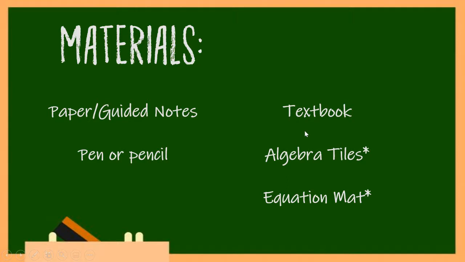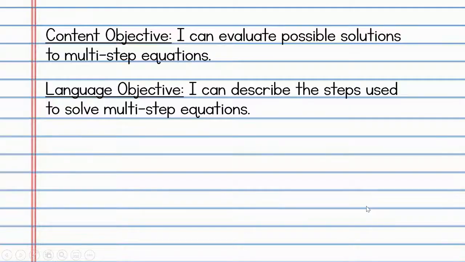You're going to need your textbook, either the online version or the hard copy. Algebra tiles are optional, and the equation mat is optional. We will get to that in a second, but I'm going to be using both of these in the video today. Our content objective is to be able to evaluate possible solutions to multi-step equations. And our language objective today is to be able to describe the steps used to solve multi-step equations.